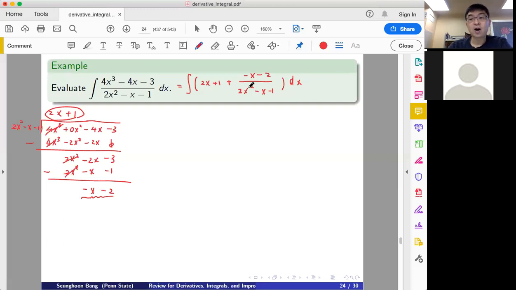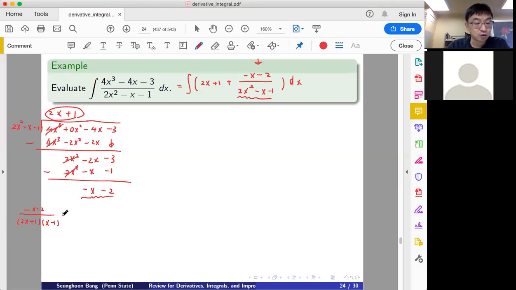So you need to find a simpler form. You can use partial fractions for negative x minus 2 over 2x squared minus x minus 1. You just use this idea. How can you factor this one? 2x plus 1 times x minus 1. You can factor. So this is exactly 2x squared minus x minus 1.